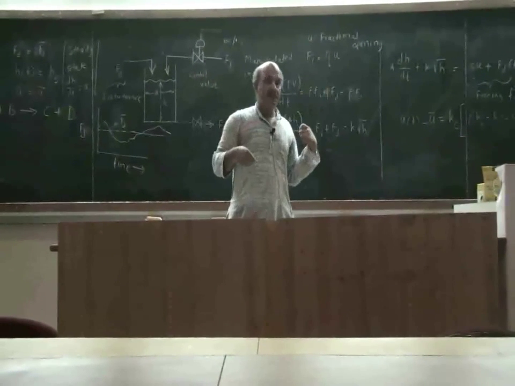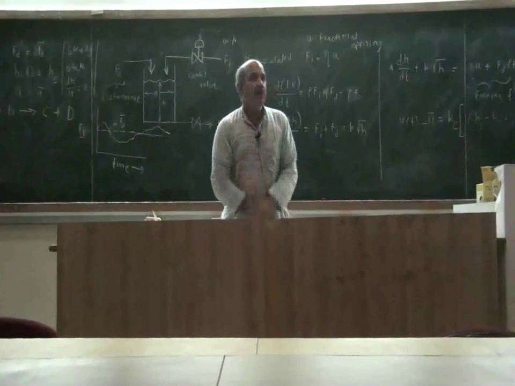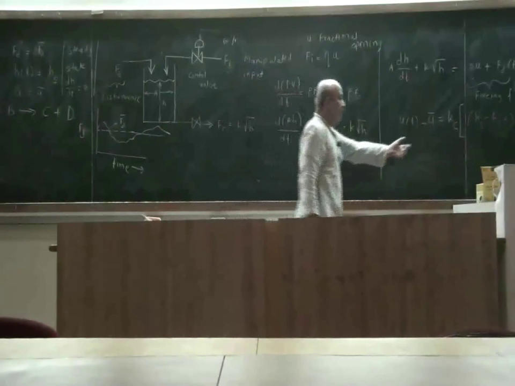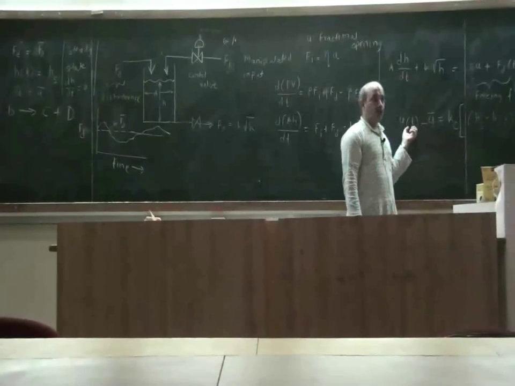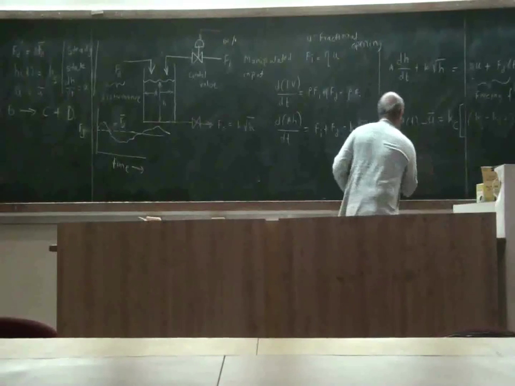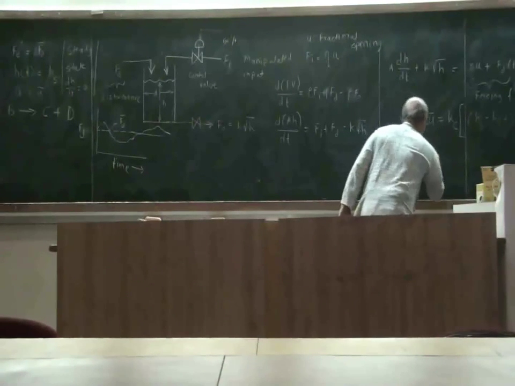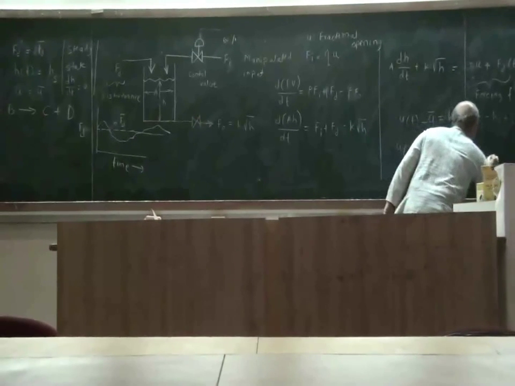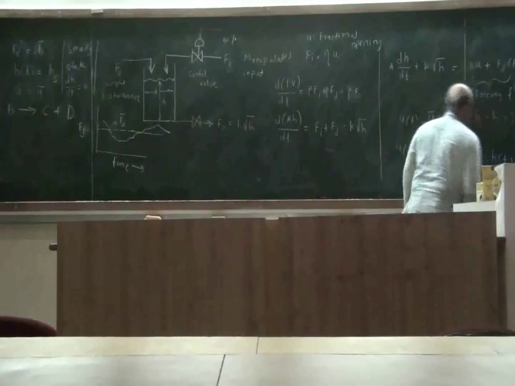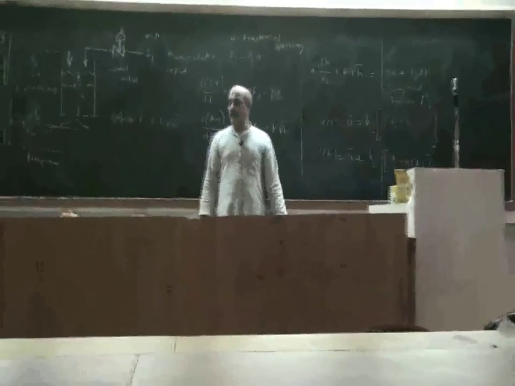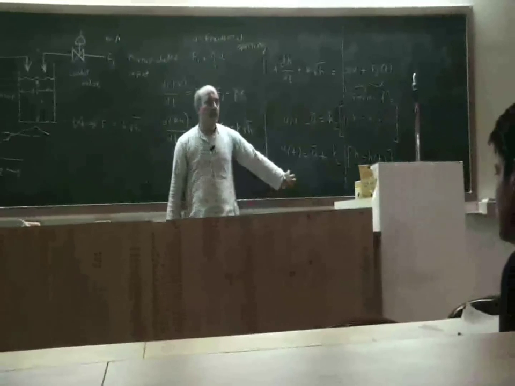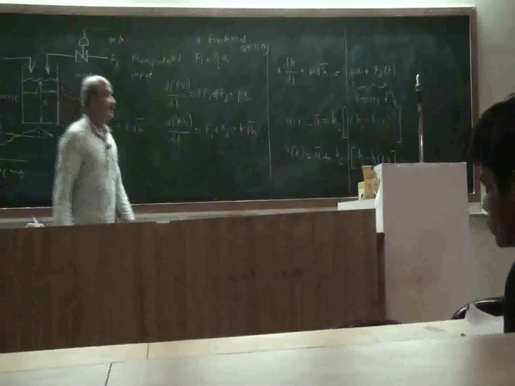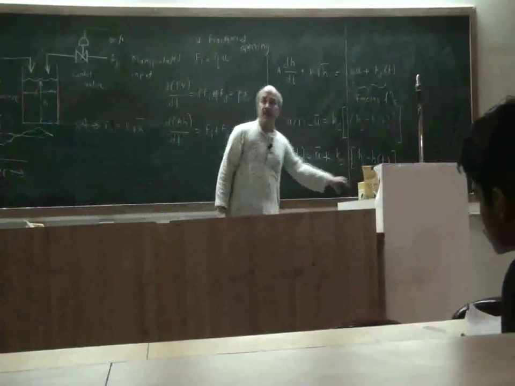I will have a level measurement. I'll compare it to the set level, multiplied by some gain, decide what should be the opening, and I'll say my U(t) should be U bar plus Kc into (Hs minus H(t)). Is that okay? I'll say that at any time t, the flow rate should be governed by this equation.